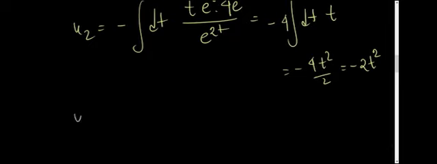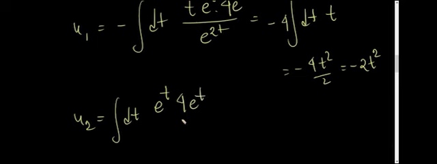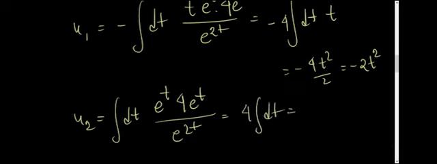Similarly, u1, sorry, this is not u2, my mistake, this should be u1, and this is u2. u2 was the integral of dt, then we will have our y1 over here. y1 was just e to the power t, f of t was 4 e to the power t, the Wronskian is e to the power 2t, and now you just have 4 dt. This is just 4t, right?